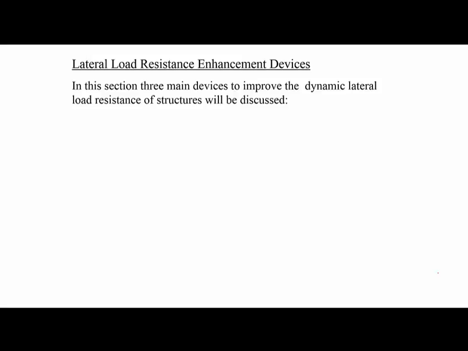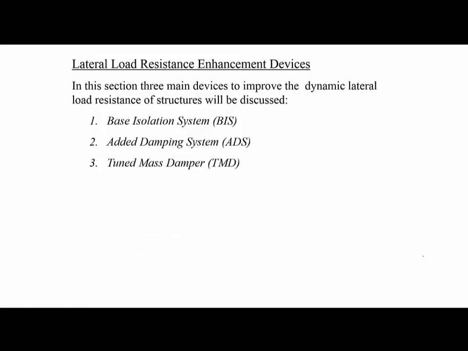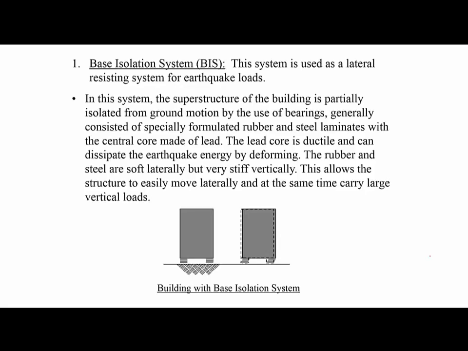The last part is lateral load resistance enhancement devices, and there are three main devices that we are going to look at here. The first one is base isolation system, BIS. The next one is added damping system, ADS, and the last one is tuned mass damper, or TMD. Now, the base isolation system has been used in many structures, and we are going to talk in more detail later.